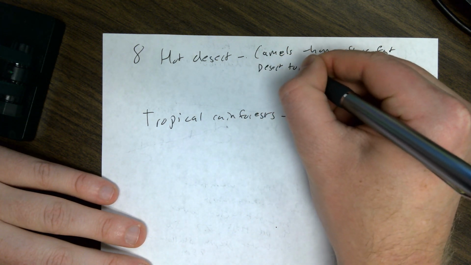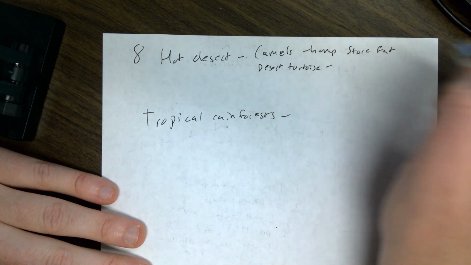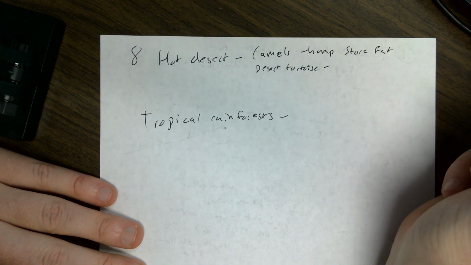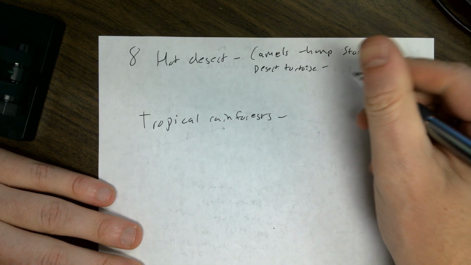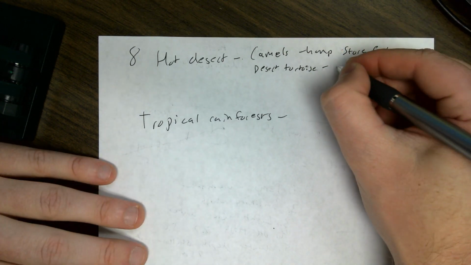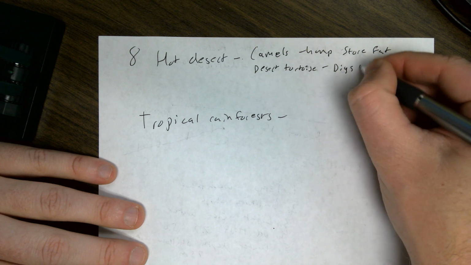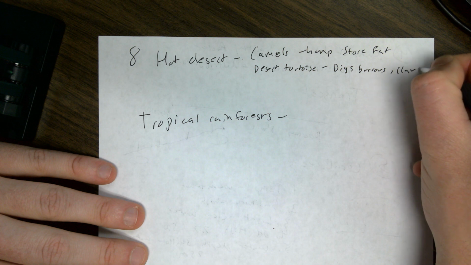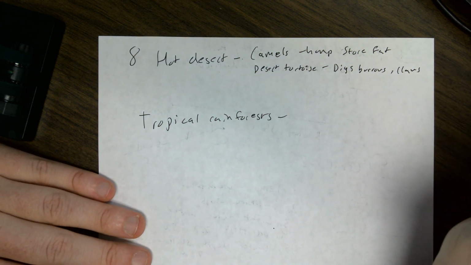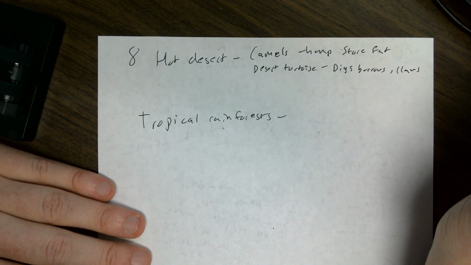There's also the desert tortoise. That's a more local one. This is our endangered native animal to California. It is the state reptile of California and Nevada, and it's very endangered, but it digs burrows, right? And so it has a lot of adaptations for digging burrows. It has special claws on its front legs that allow it to dig burrows.